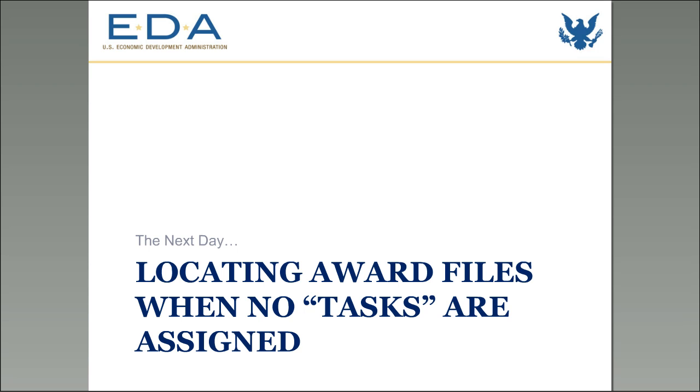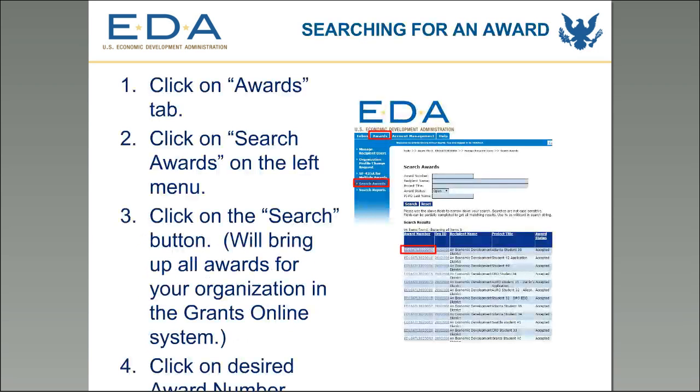So if you need to find your award after that task has gone away, Grants Online does have a search feature. It's under the Awards tab when you log in, and you would click on Search Awards underneath the Awards tab. This will bring you to a simple search dialog. The fastest way to find all of your awards in the system is to simply click Search. You don't actually have to fill out any of the search parameters because the system will automatically limit you to all of the awards that have been given to your organization.